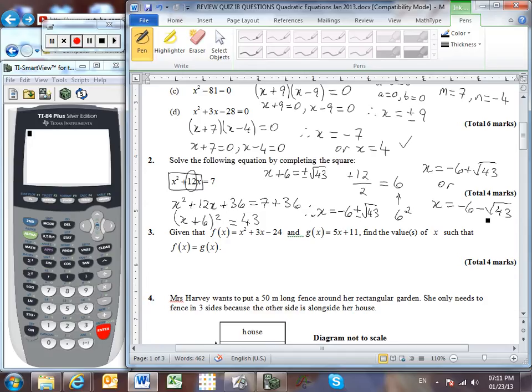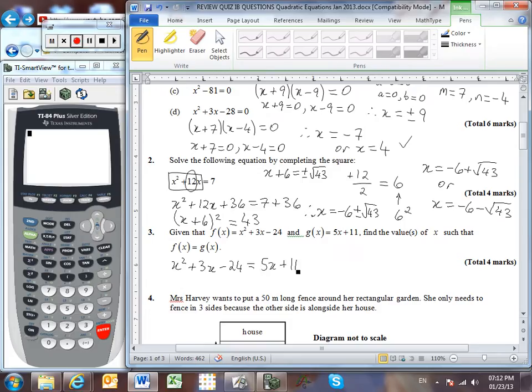We've been given this function here, f of x. We've been given this function here, g of x. I want to find out when these two functions are equal to one another. Alright, so I'm starting with f of x equals g of x. Let's substitute in their corresponding values. So I've got x squared plus 3x minus 24, and g of x is equal to 5x plus 11.